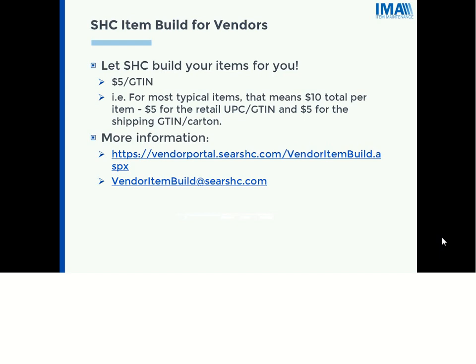So a quick call out I want to give for you. We do offer a service where we can build your items for you. This would probably be most ideal if you only build a few items a year, or you're just not going to build any additional items beyond your initial setup. It does cost $5 a G10, so for most typical items that means $10 per item, $5 for the retail G10, and $5 for the shipping G10.